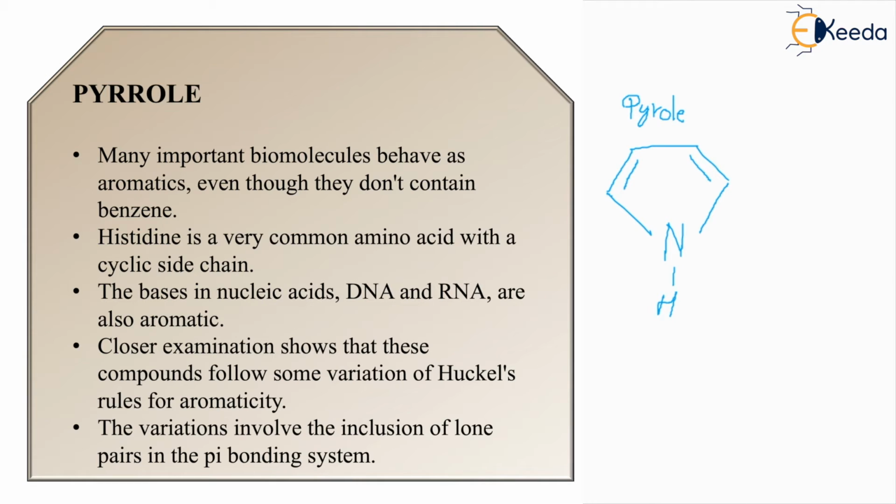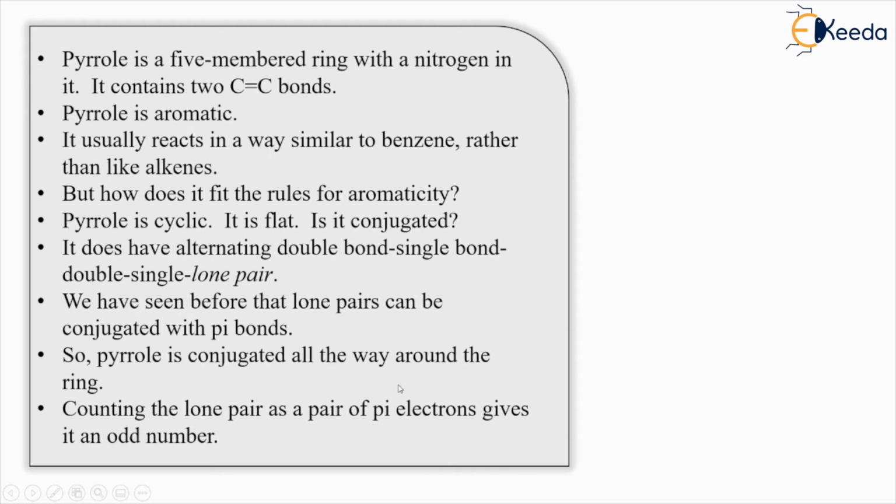Many important biomolecules behave as aromatics even though they don't contain benzene. Histidine is a very common example of an amino acid. It's a basic building block of DNA and RNA. Closer examination shows that these compounds follow Huckel's rule. We'll see for pyrrole that the variations involve the inclusion of a lone pair in the pi bonding system. As we have seen in the structure of pyrrole, it is a 5-membered ring with a nitrogen in it. It contains 2 carbon-to-carbon double bonds. We can actually draw the structure of pyrrole over here.